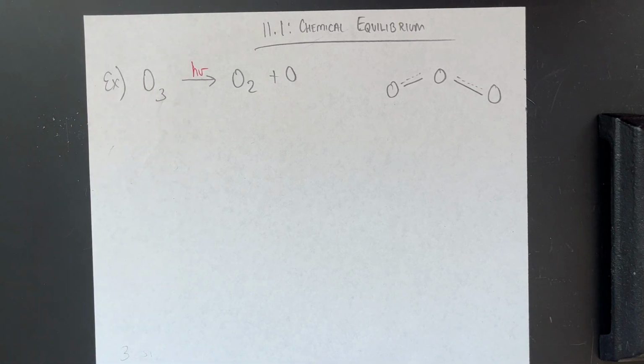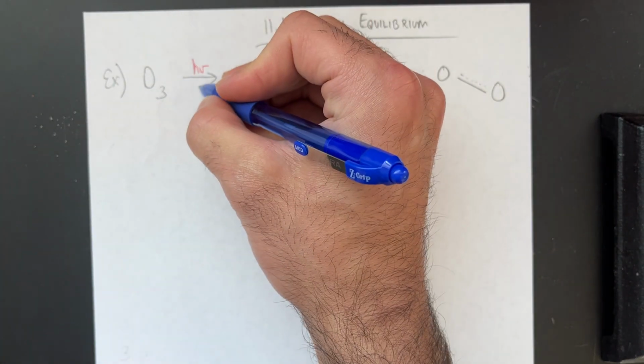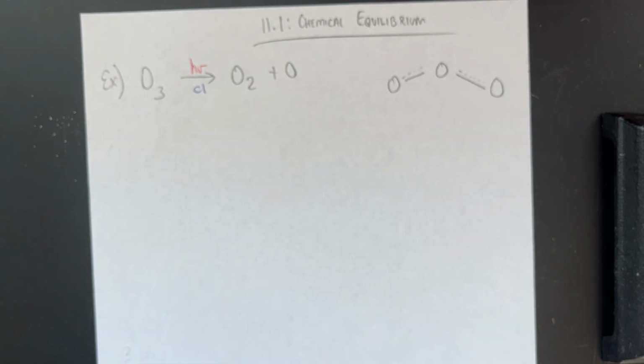This is a video on 11.1, chemical equilibrium. I thought a really good example of chemical equilibrium was actually what we worked on a couple weeks ago when we were talking about the depletion of the ozone layer as a result of the catalyzed reaction of ozone breaking up into oxygen when light, hv, hits into it.